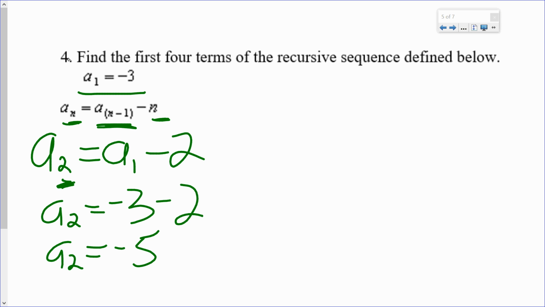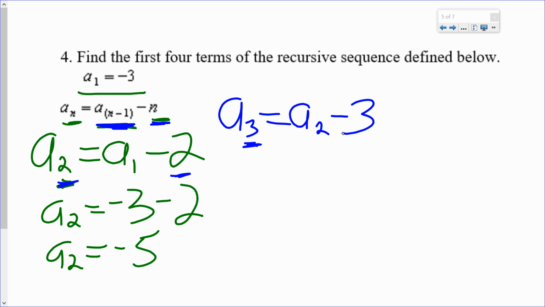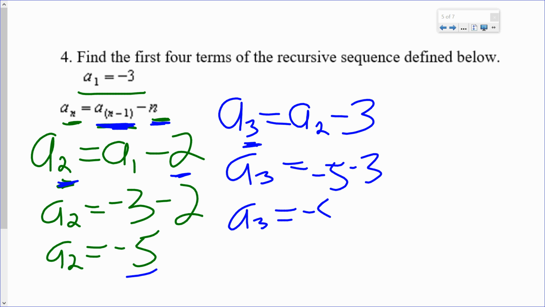Now that I have the second term, I can find the third term. So it's going to be a_(n-1), which means the previous term, which in this case is a2, minus n. Again, n is the term you're finding. Here, n was 2. In this term, n is 3. n will change with which term you're finding because n, by definition, is the term you're finding. So a2 is negative 5 minus 3 is negative 8.